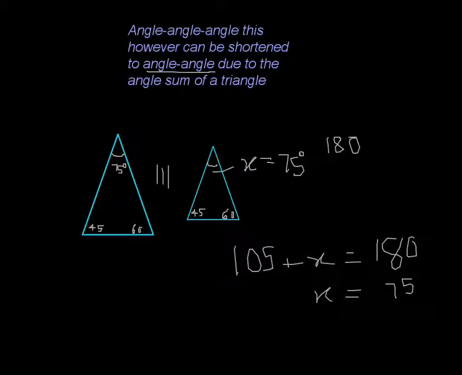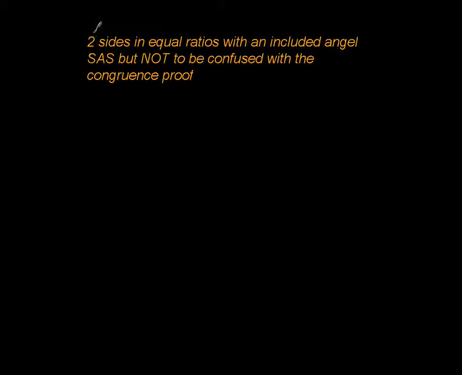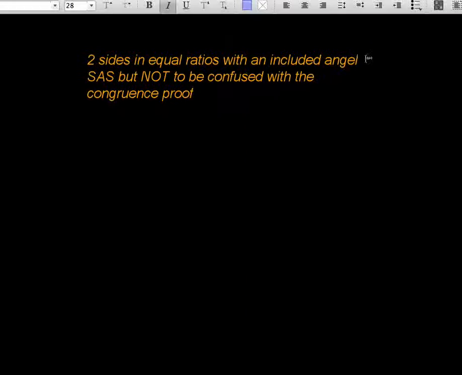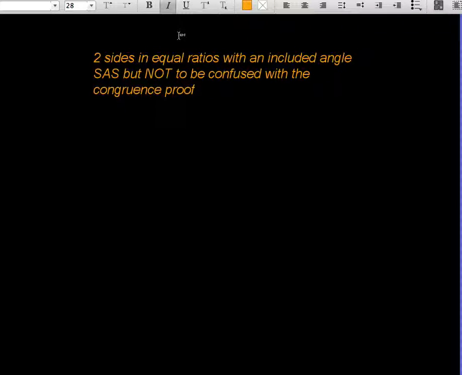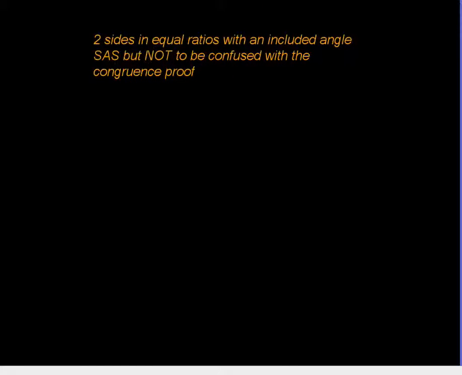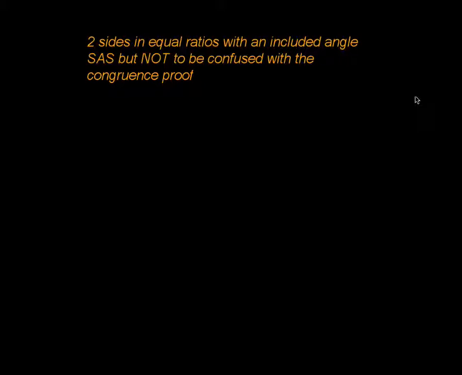Now the next theorem is if you have two sides in equal ratios with an included angle, jeez, I spelled that wrong. That was meant to be angle, you can tell. Okay, I need to learn how to spell. Okay, so this is going to be SAS, but this is not to be confused with the SAS in congruence. SAS is also a congruence proof, if you didn't know.